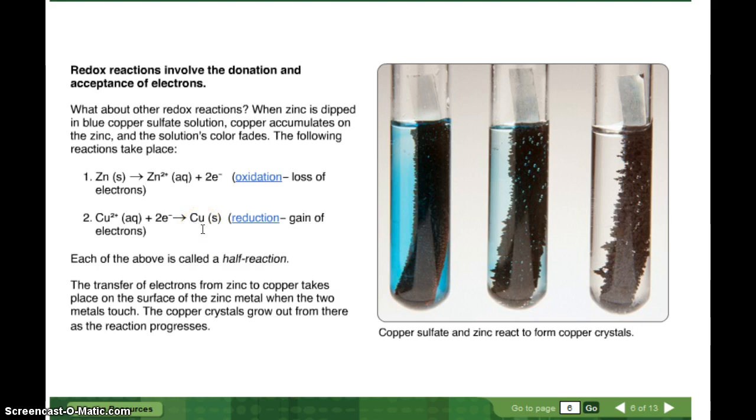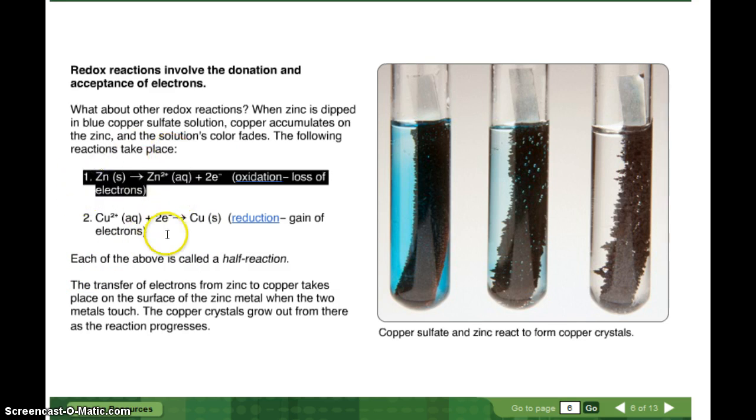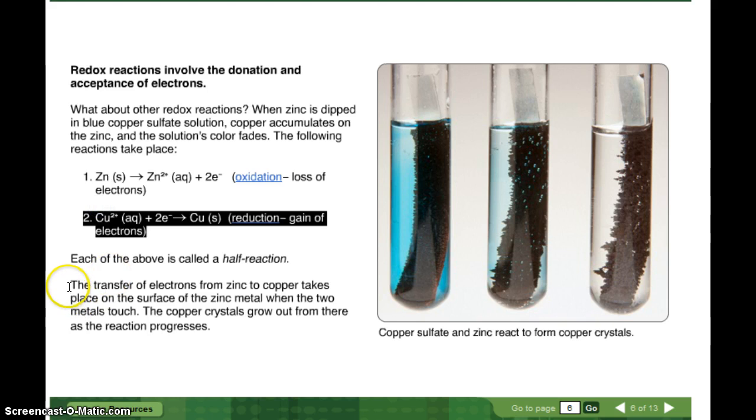So the copper's charge was reduced, which is why it's called a reduction. It gained electrons. It went from +2, minus 2 electrons, to a charge of 0. So the charge is less. The charge was reduced. We call it a reduction. Each of the above is called a half reaction. So all this is going on at once. We just split it up so we can say, where are the electrons coming from? Where are the electrons going to?